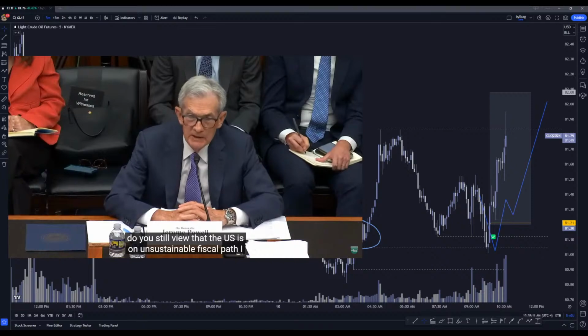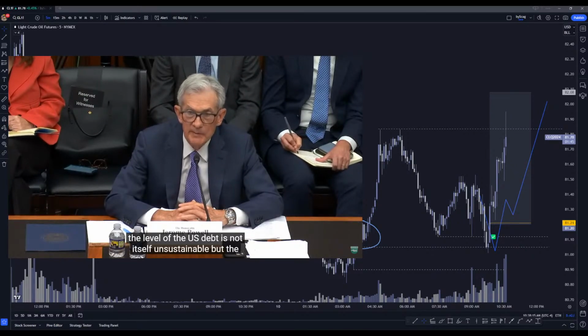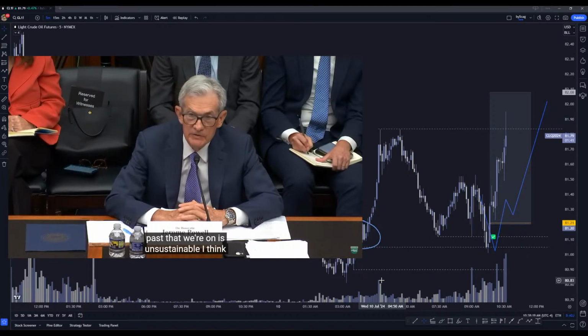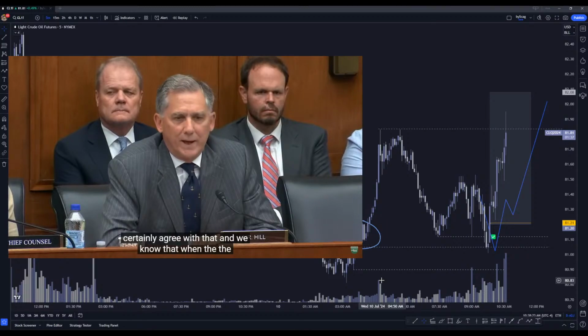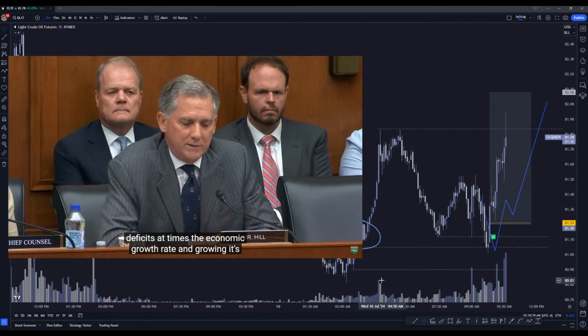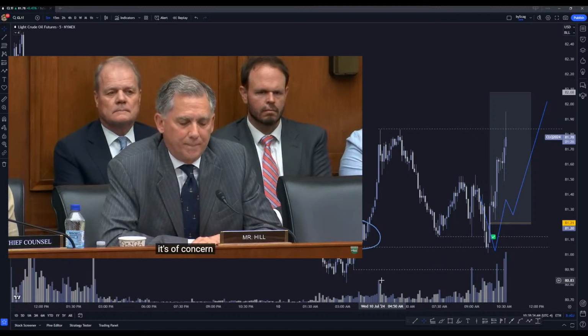I do. I think I tried to be clear that the level of the U.S. debt is not itself unsustainable, but the path that we're on is unsustainable, and I think that is not controversial. I think many of us certainly agree with that, and we know that when the deficit's at 3 times the economic growth rate and growing, it's of concern, and it's contributed to inflation.